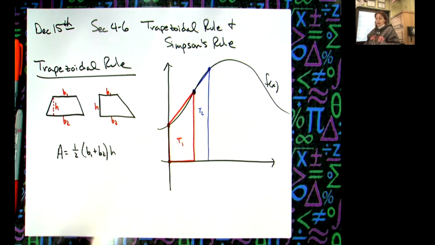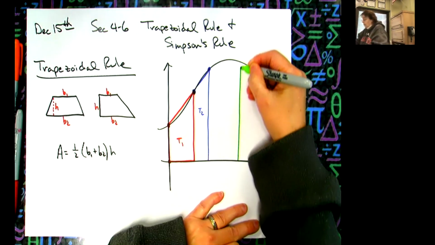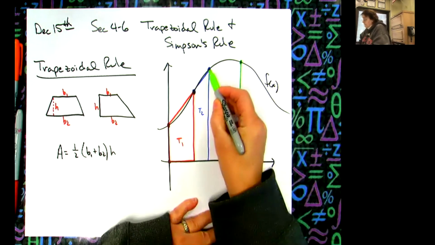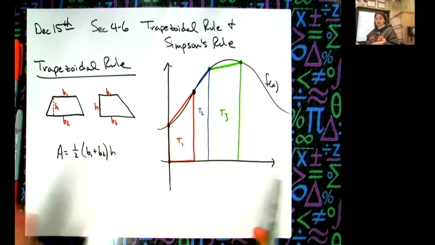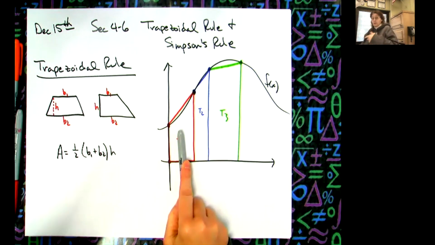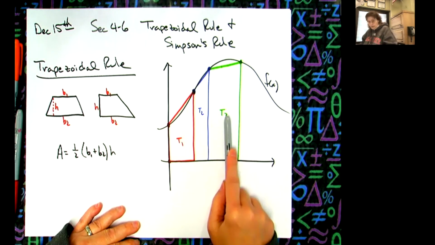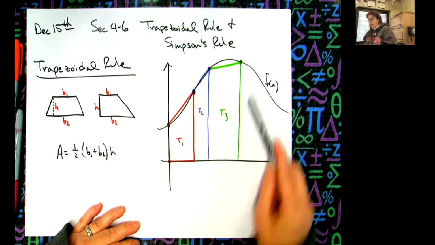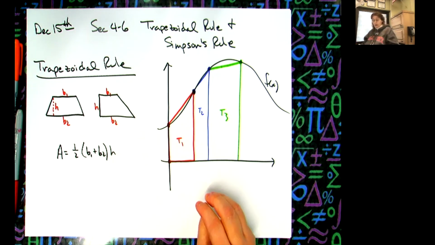Could I draw a third trapezoid in there? Let's go to a green. Again, let's not make it the same width. There's trapezoid 3. Just like we did our Riemann sum, just like we did our rectangles, couldn't I find the area of the first trapezoid, add it to the area of the second trapezoid, add it to the area of the third trapezoid, and then I would be approximating the area. Now stop and think about this. That's the trapezoidal rule, in essence.